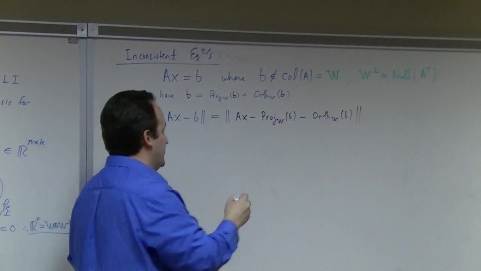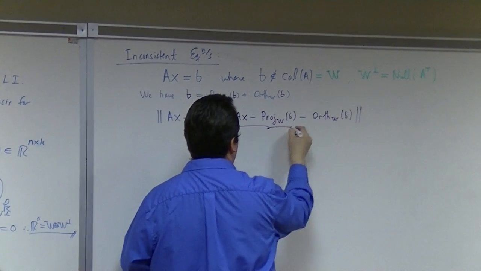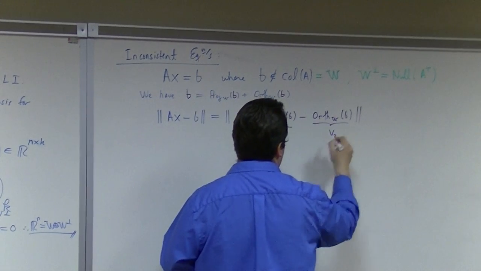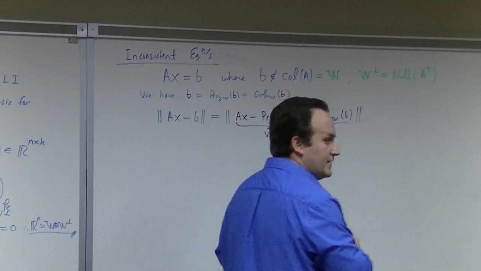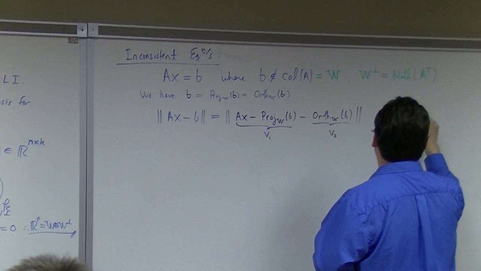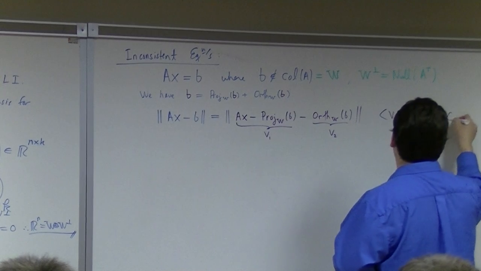So if you look at this, what you really have is you could call this thing, say, b1. You could call this thing, say, b2. And you notice that you've got b1 inner product with b2 should be 0.